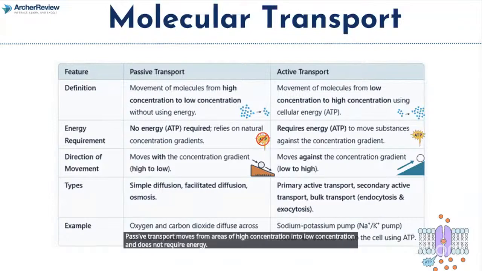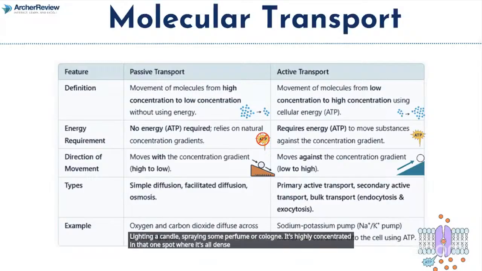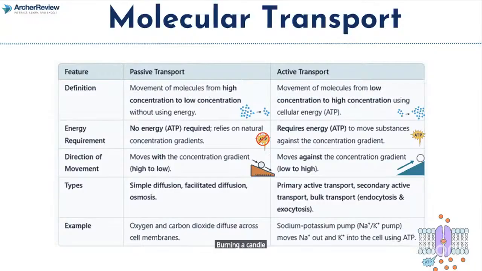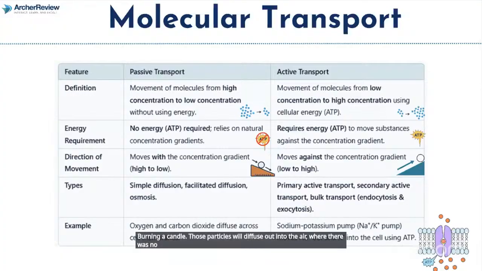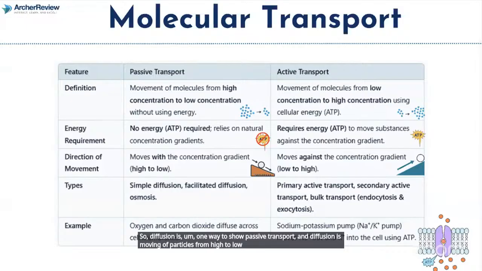Think of lighting a candle, spraying some perfume or cologne. It's highly concentrated in that one spot where it's all densely packed together. But as you add heat, like burning a candle, those particles will diffuse out into the air where there was no smelly substances before, at least, from the candle itself. So diffusion is one way to show passive transport, and diffusion is moving of particles from high to low concentrations with no energy.